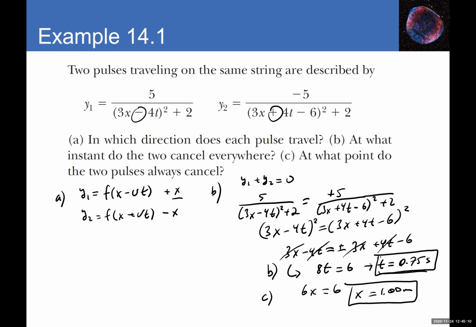That means you can say that at t equals 0.75, they cancel everywhere. And at x equals 1, the waves always cancel.